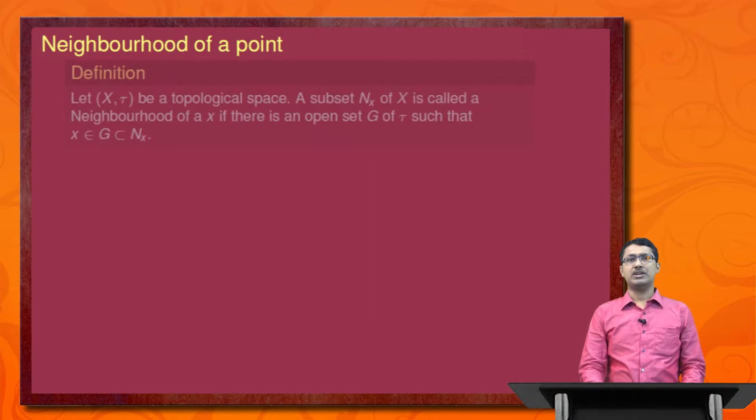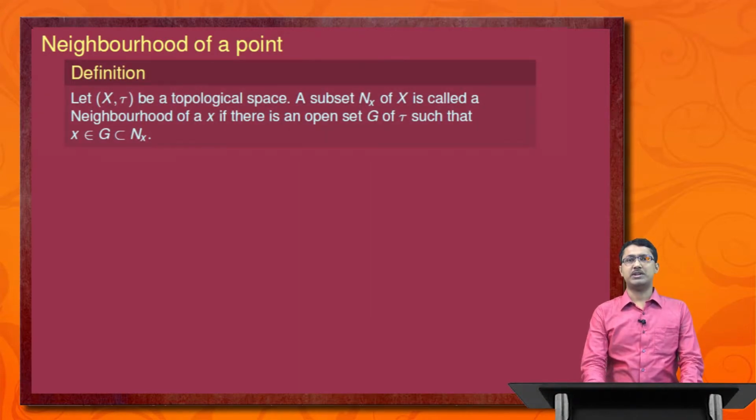Neighborhood of a point. Let (X, τ) be a topological space. A subset N_x of X is called a neighborhood of x if there exists an open set G of τ such that x belongs to G and G is a subset of N_x.